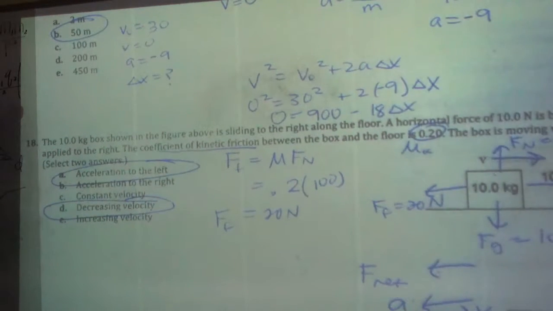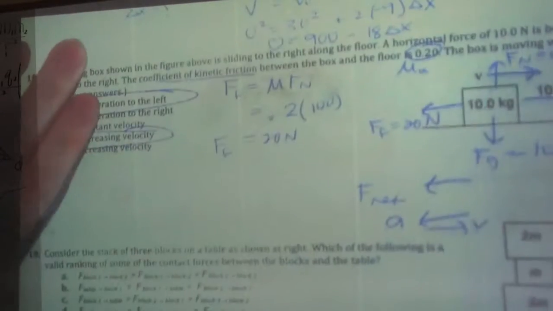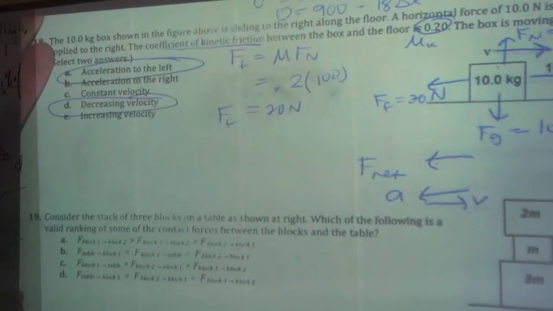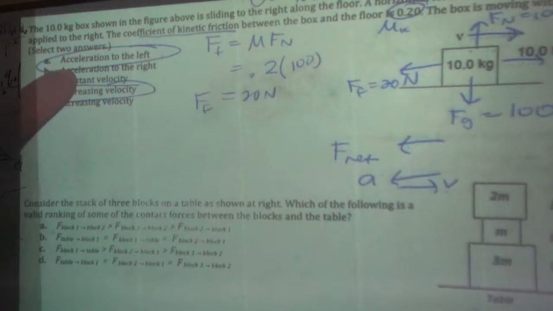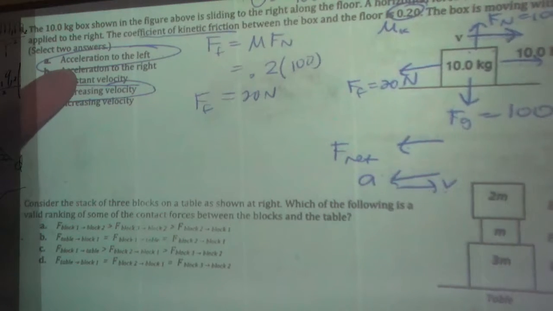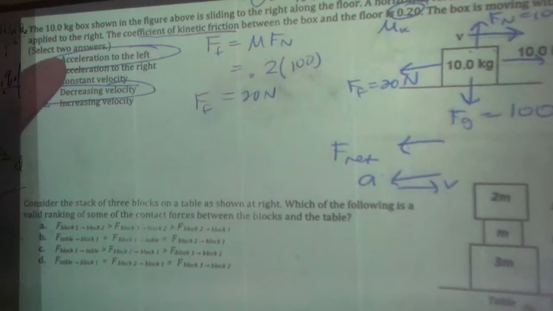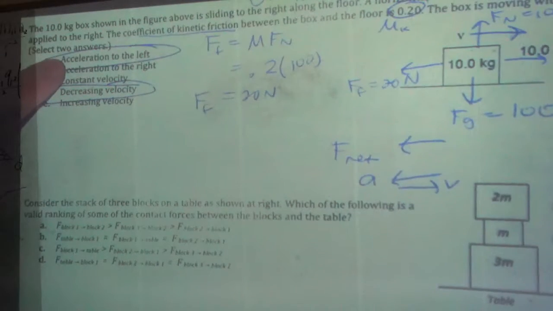Number 19: consider the stack of 3 blocks on a table as shown. Which of the following is a valid ranking of some of the contact forces between the blocks and the table? So pretty similar to the big one on the elevator earlier. Let's think about which ones have to be equal to each other. Between 3 and 2, that's the same as 2 and 3. 2 on 1 is the same as 1 on 2, and the table on 1 is the same as 1 on the table, because that's Newton's laws. They have to be equal to each other.